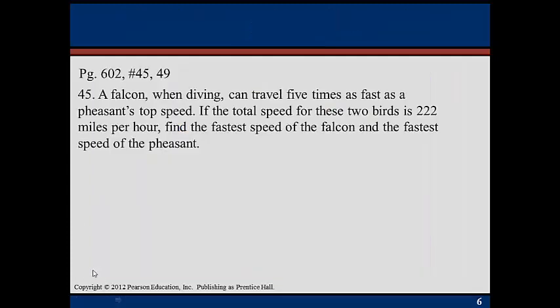So in our books on page 602, we're going to look at problem 45. It says a falcon, when diving, can travel 5 times as fast as a pheasant's top speed. If the total speed for these two birds is 222 miles per hour, find the fastest speed of the falcon and the fastest speed of the pheasant.